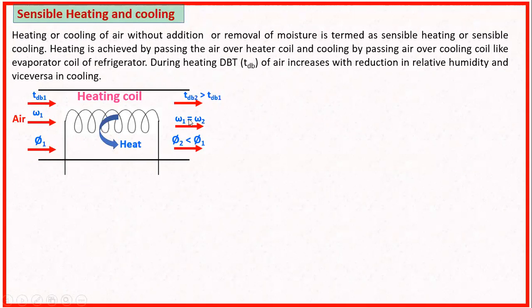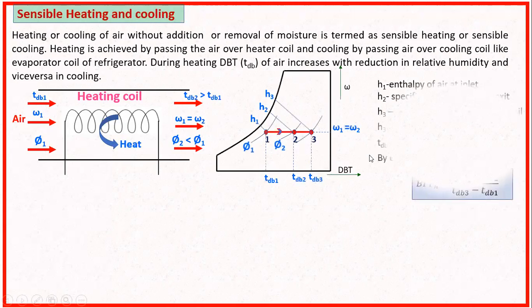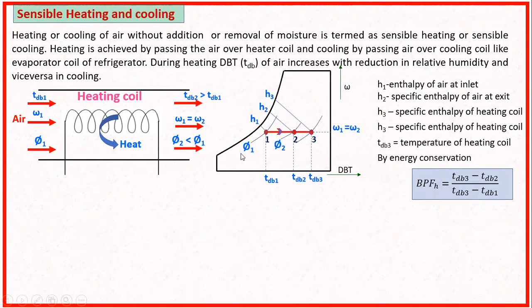If you come to the specific humidity, as I said in my previous slide, the humidity remains constant during sensible heating. Now, when the temperature is increased, the capacity to hold moisture also increases. That's why the relative humidity phi comes down compared to the inlet. Let us see this here in the psychrometric chart.